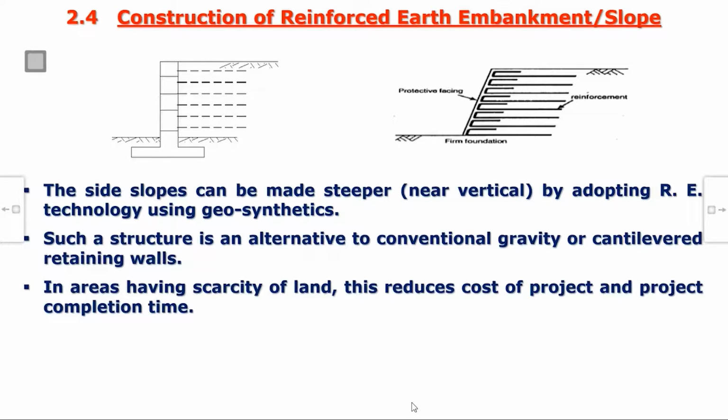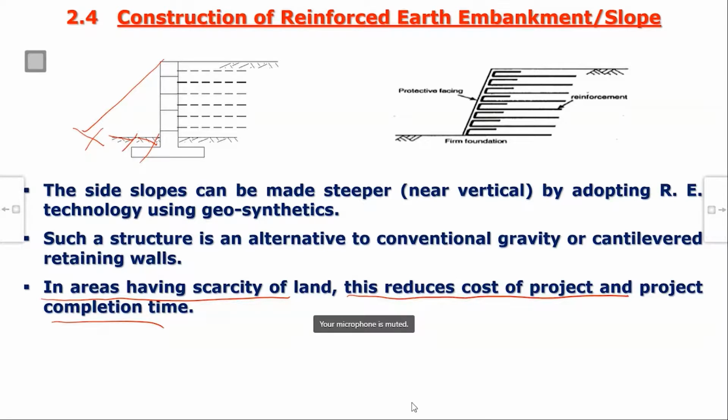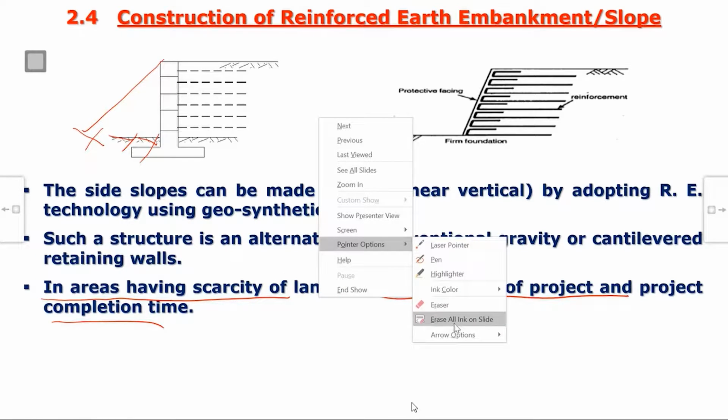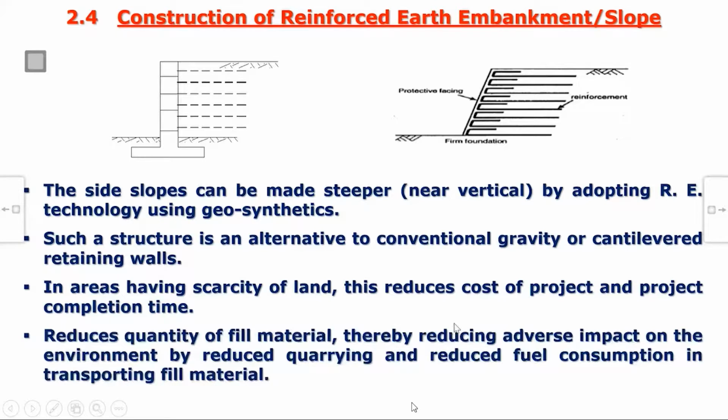Now, what is the advantage? The first advantage is in areas having scarcity of land, this reduces the cost of the project and project completion time, because you don't have to acquire this much land. Nowadays land is very costly, so you can save that cost. Secondly, getting land is a very long drawn process, very, very lengthy. So that much project time also can be saved. That is the first advantage of using this structure.